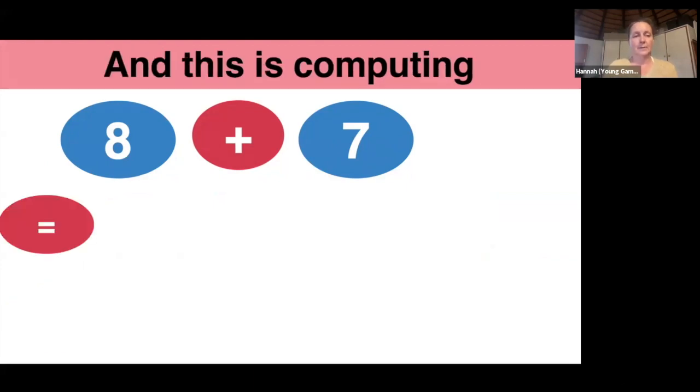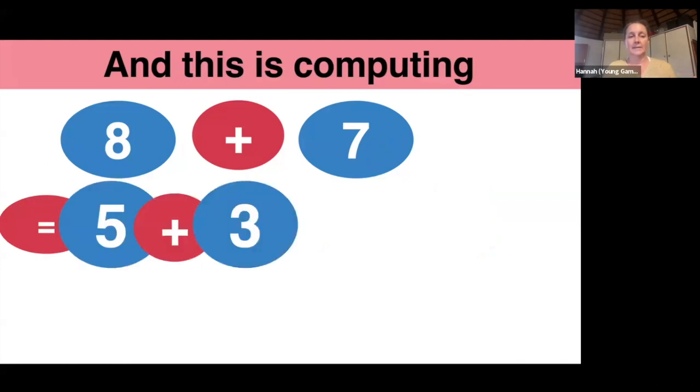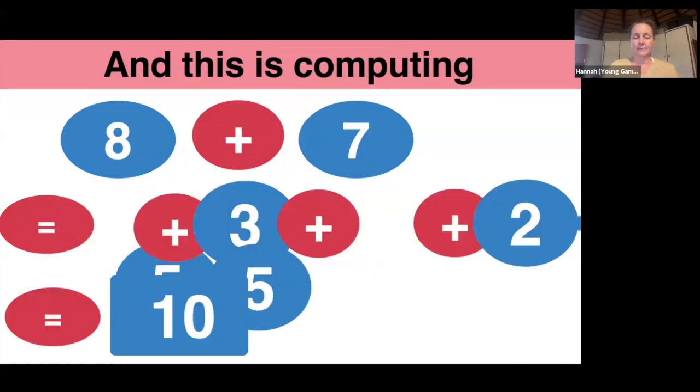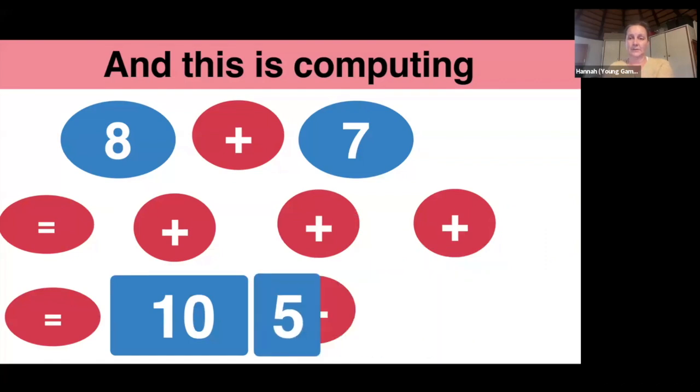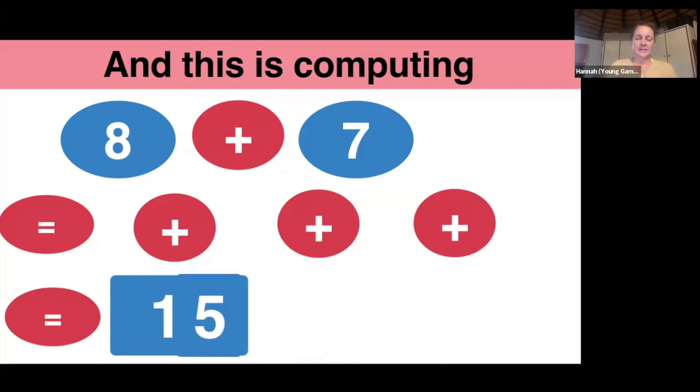Another child might say, well, I'm going to break up 8 because I know 8 is 5 and 3, and I know 7 is 5 and 2. The 2 5s together make 10, the 3 and the 2 together make 5, and the 10 and the 5 make 15. What you see happening here is a decomposition of numbers, which happens throughout mathematics. They need to work with that. You see a rearranging, putting the ones that are the same together, and then you see a recomposition. The 10 and the 5 becomes 15.